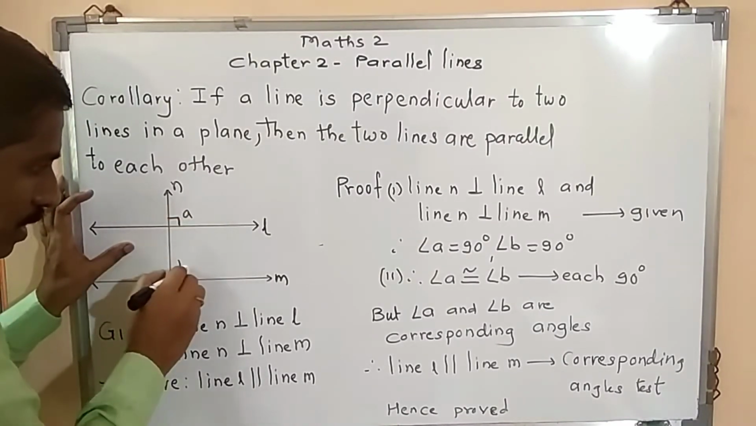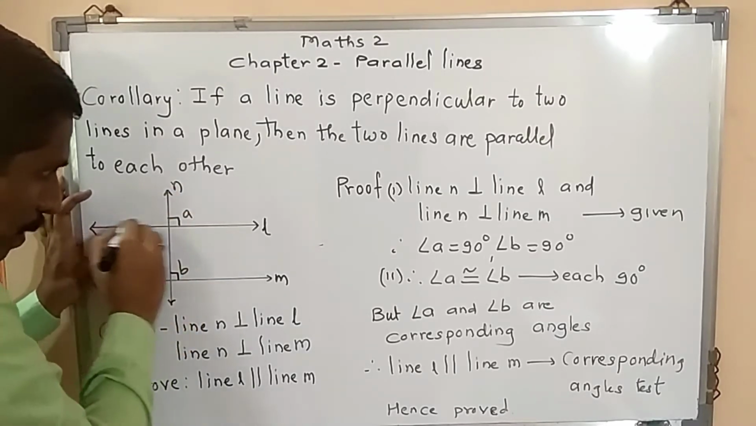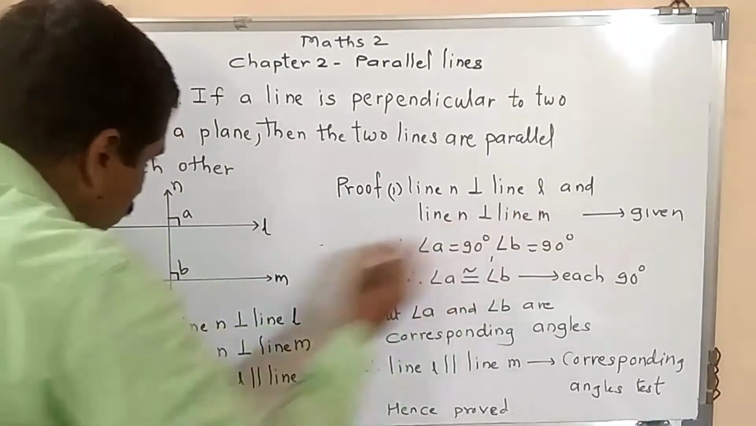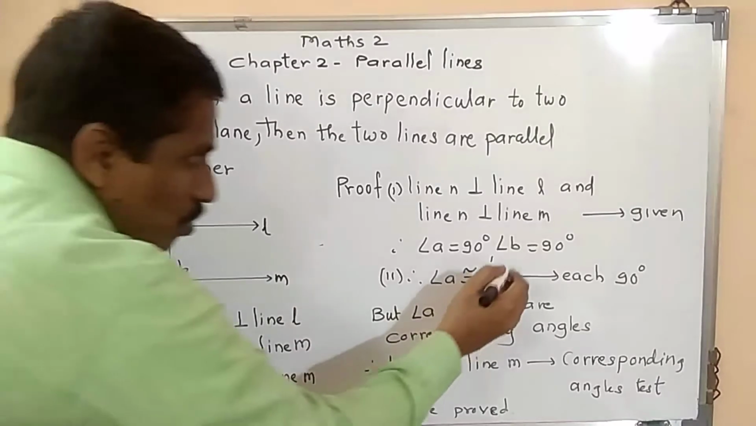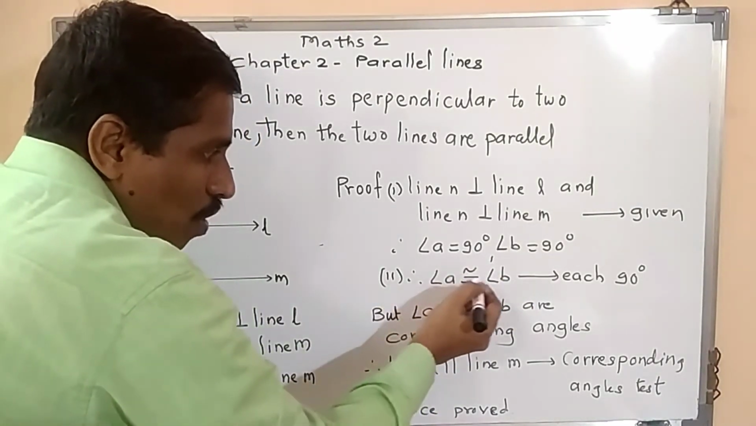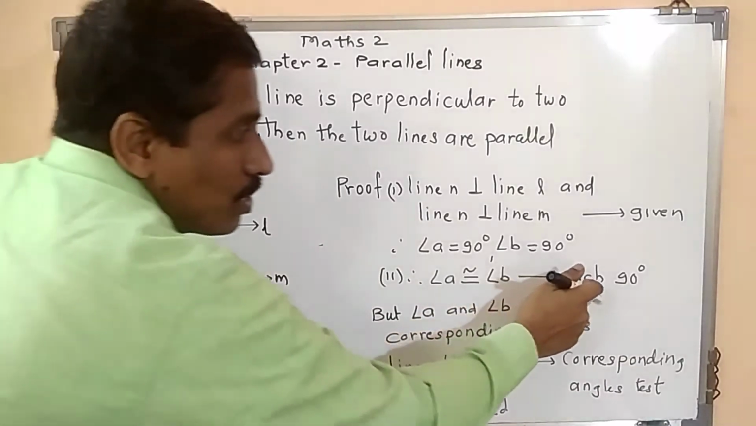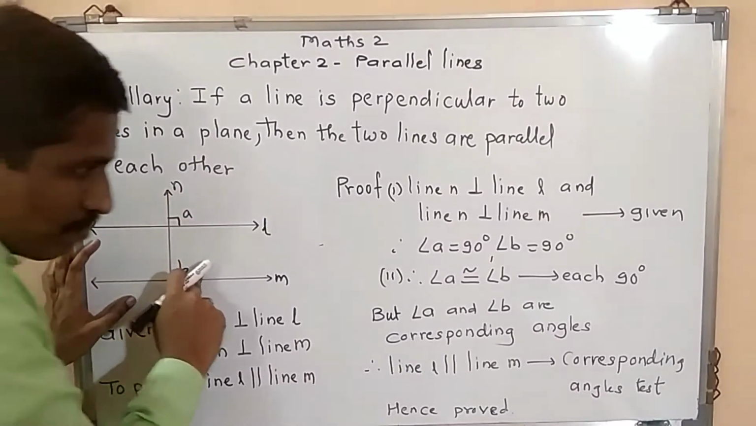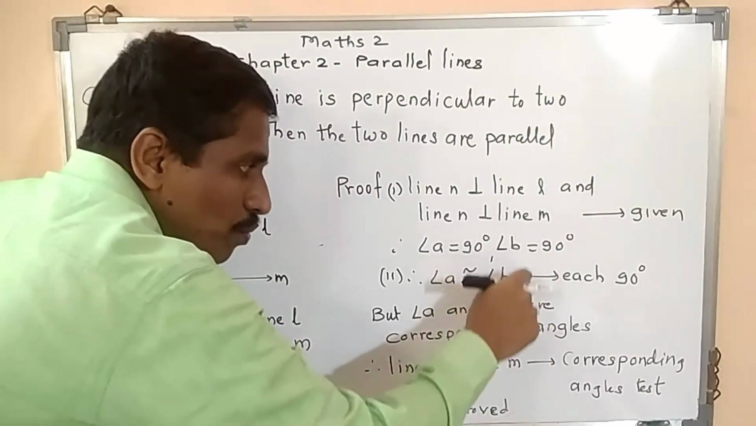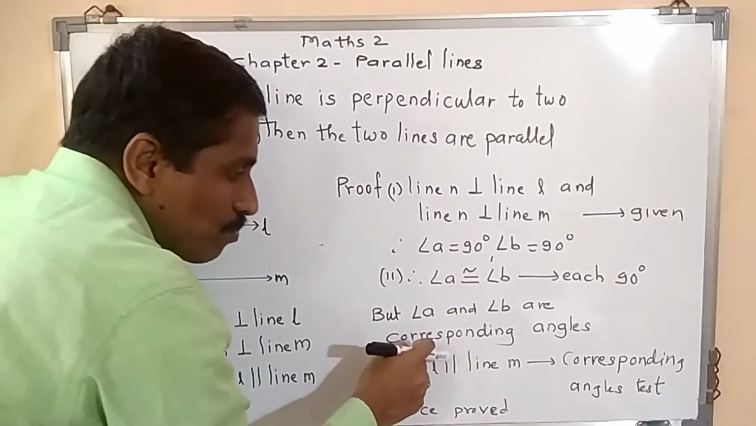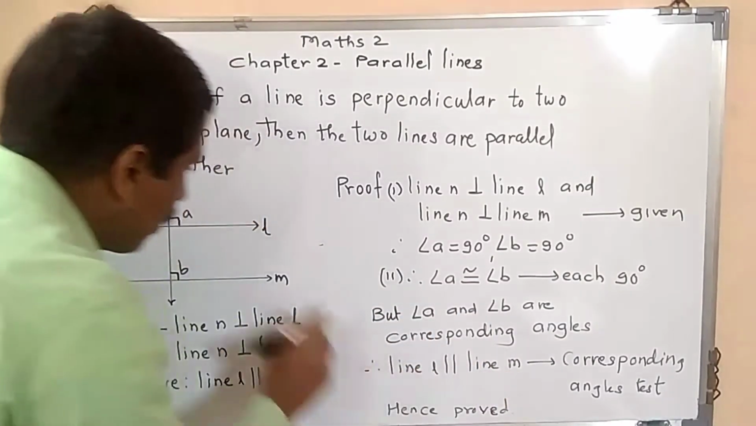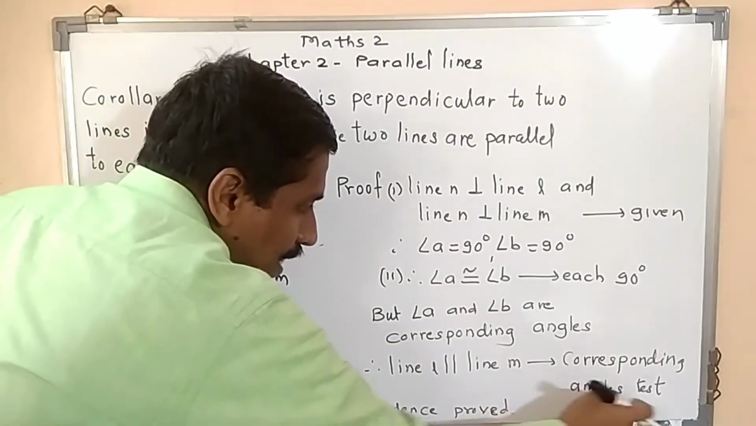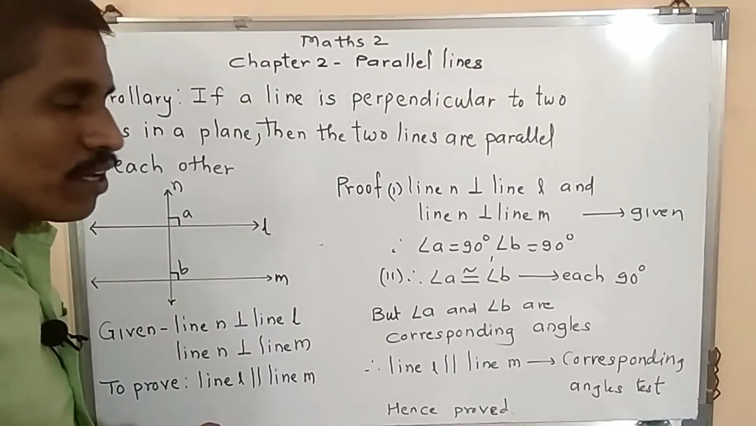So I assume this as A, this as B. Line N is perpendicular to line L, therefore angle A is 90 degrees. Line N is perpendicular to line M, therefore angle B is also 90 degrees. Angle A is congruent to angle B, each 90 degrees. But what type of angles are these? Angle A and angle B are corresponding angles, which we have proved are congruent. When corresponding angles are congruent, lines are parallel, therefore line L is parallel to line M. Reason for this is corresponding angles test. We have proved the corollary.